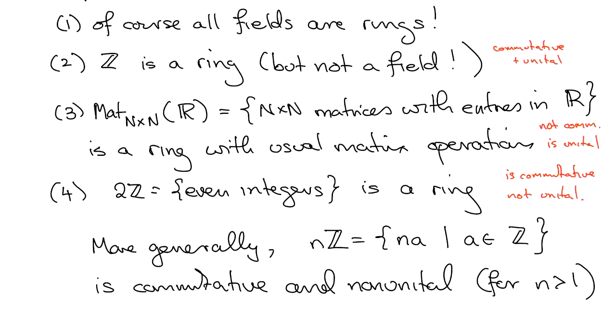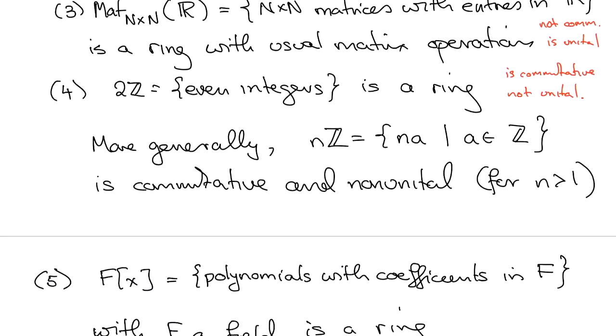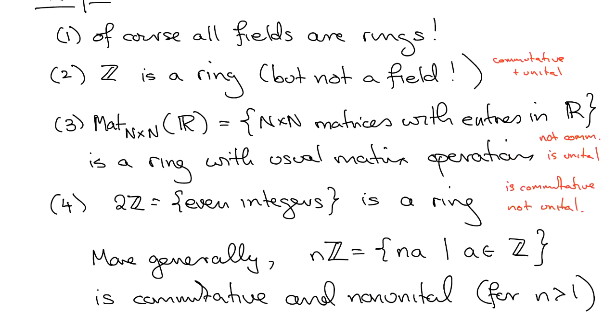And more generally, nZ, everything that is divisible by n. That's commutative and non-unital. All right, so that's a ring. Oh, there's more. Sorry, make sure you've digested that.